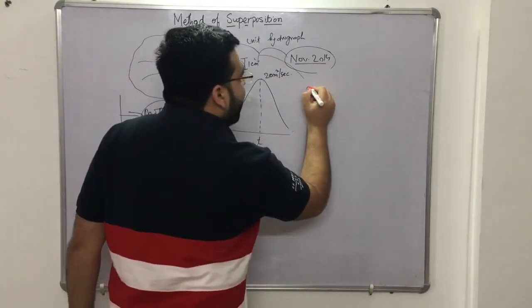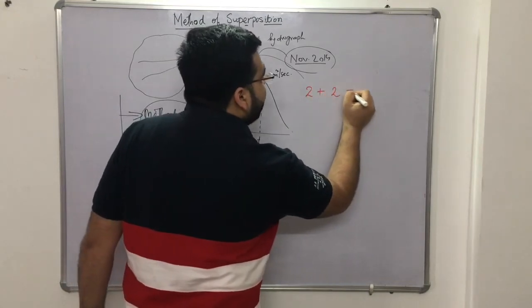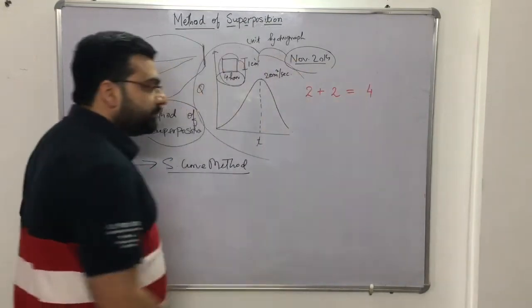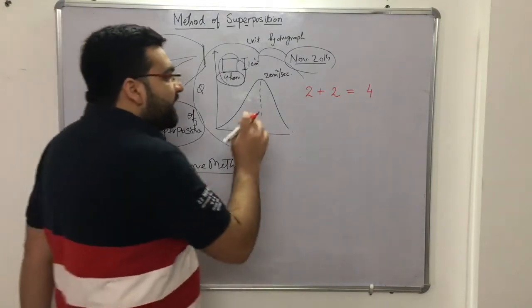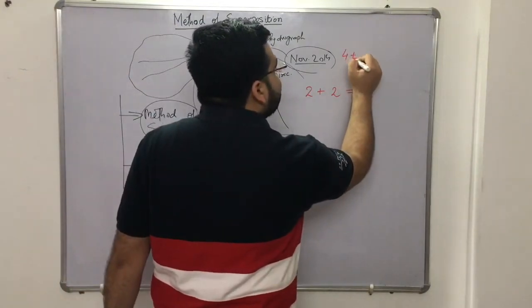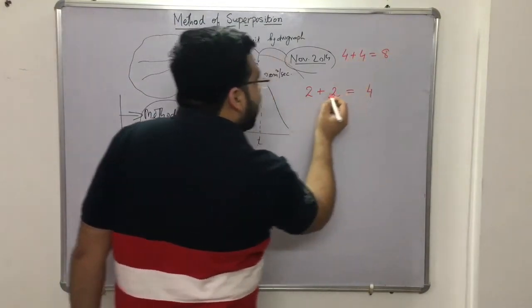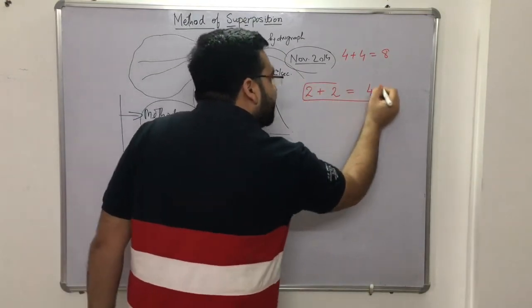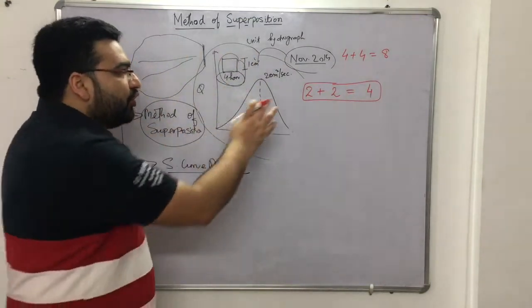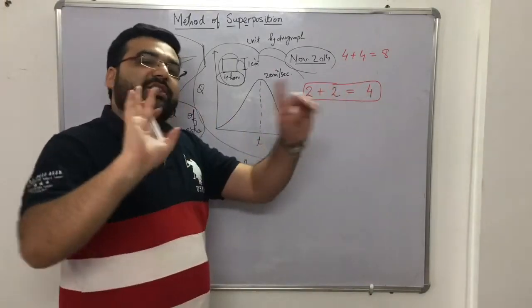Let me say that you know that 2 plus 2 is equal to 4. If someone asks you, what is 4 plus 4? Obviously it will be equal to 8, but you know only this thing. You are a small kid. You know 2 plus 2 is equal to 4. You don't know 4 plus 4 is equal to 8.